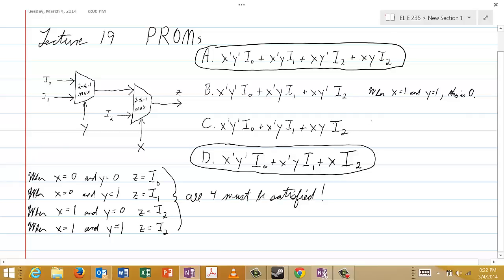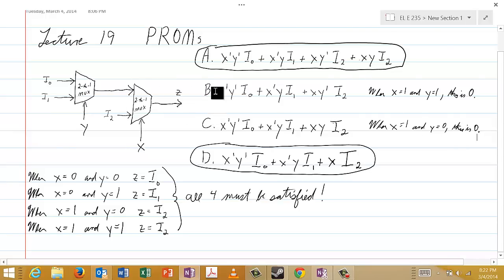And likewise for C, when x equals 1 and y equals 0, this is 0. But according to our information over here, these conditions that must be satisfied, if we look at x equals 1 and y equals 1, we should be getting i2 in that case, not 0. And likewise here, when x is 1 and y is 0, again, we should be getting i2, but we don't, we get 0. So B and C are incorrect.